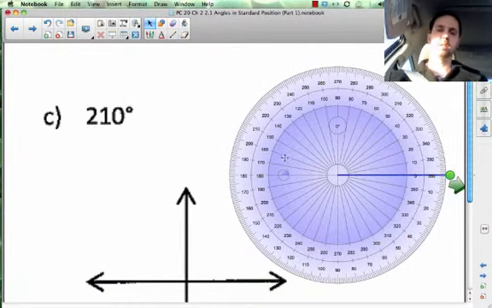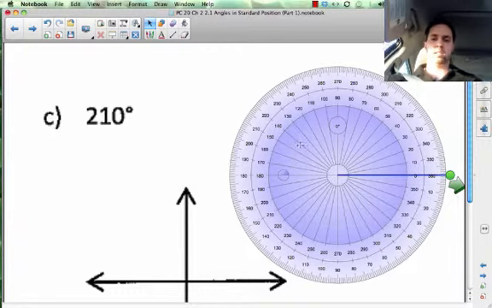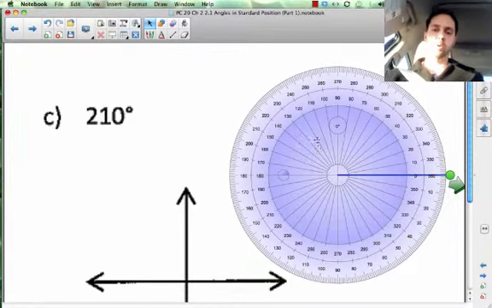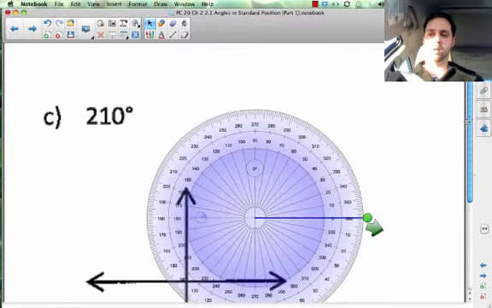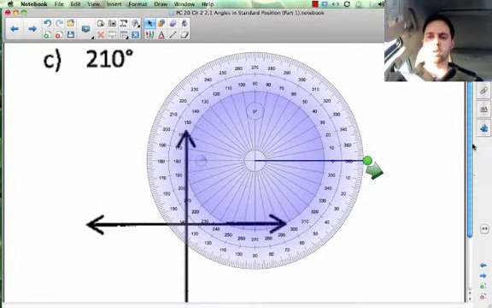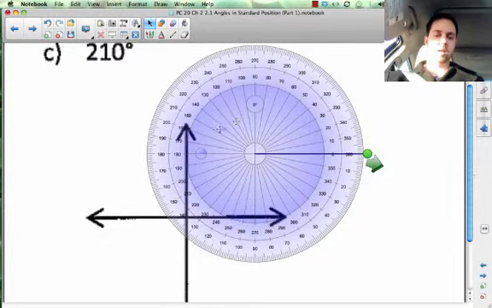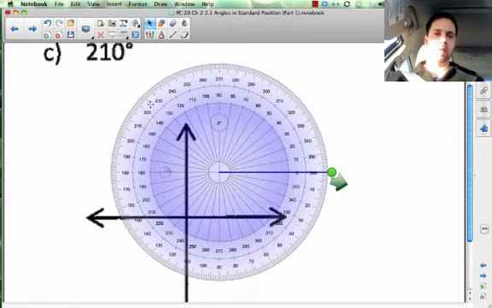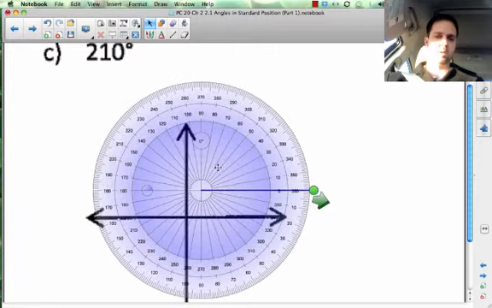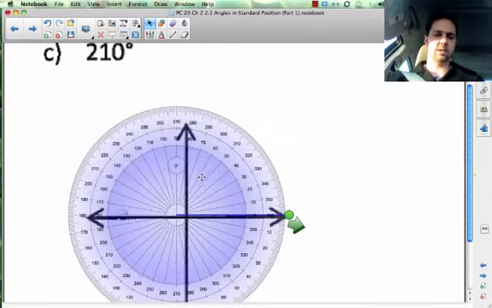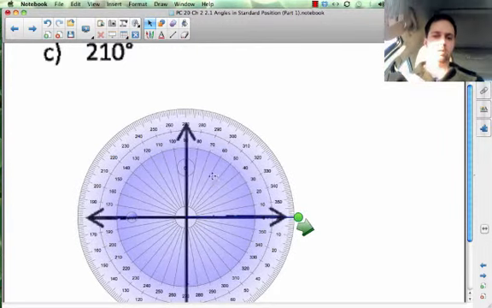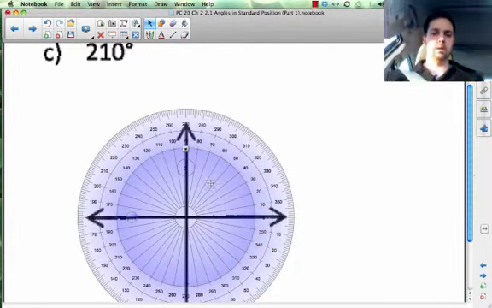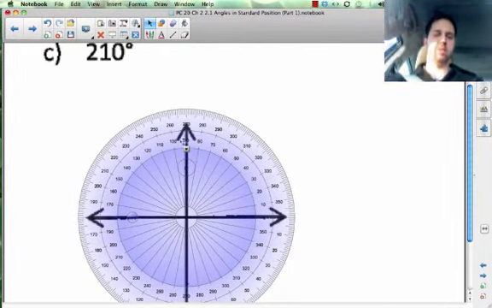210 degrees. It gets a little more difficult when we extend past 180, so if you only have a half protractor, which I'm assuming most, if not all of you do, you might actually just have to flip it upside down and then do a pretty simple calculation just to recognize that 210 is 30 degrees past 180.